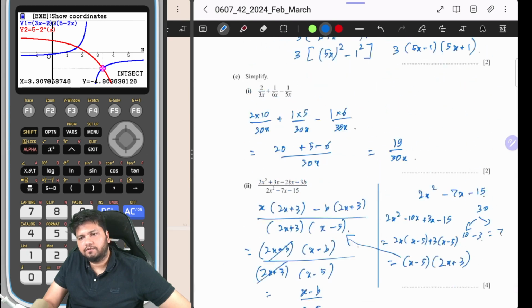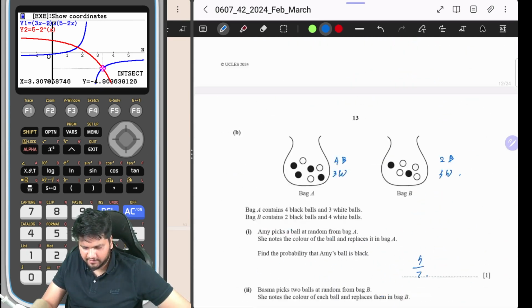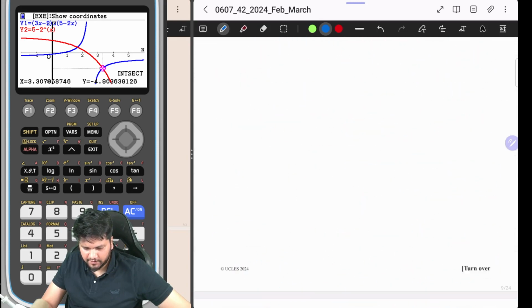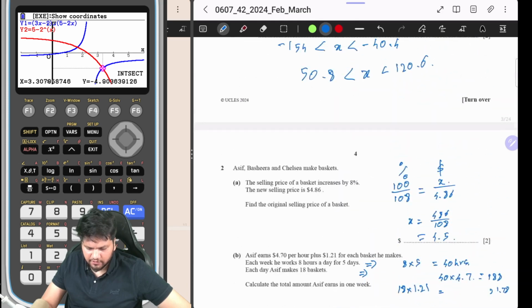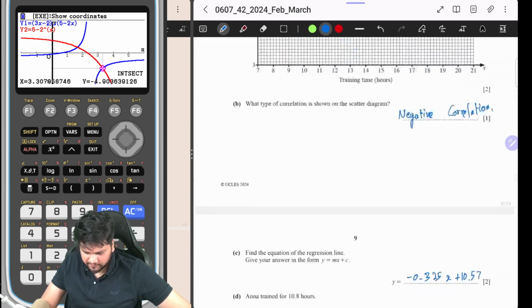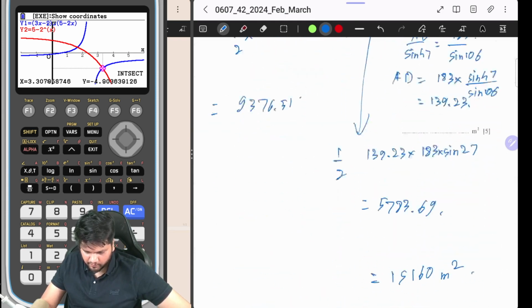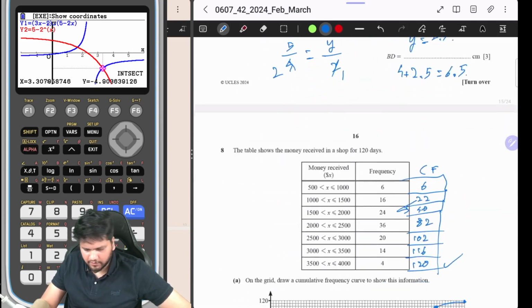That's it. We are done with the paper. Overall the paper was fine. I don't think it was that tough. I was expecting a little bit of difficult probability questions and these kinds of questions. Mensuration was not there, in fact. But the rest was fine.